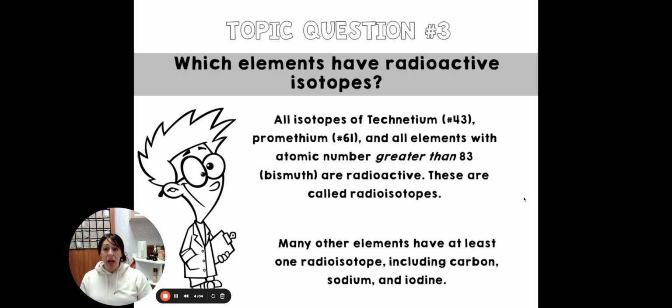Okay, so now question 3. Which elements have these radioactive isotopes? Which elements are the ones that have a greater ability to just sort of fall apart and be unstable?